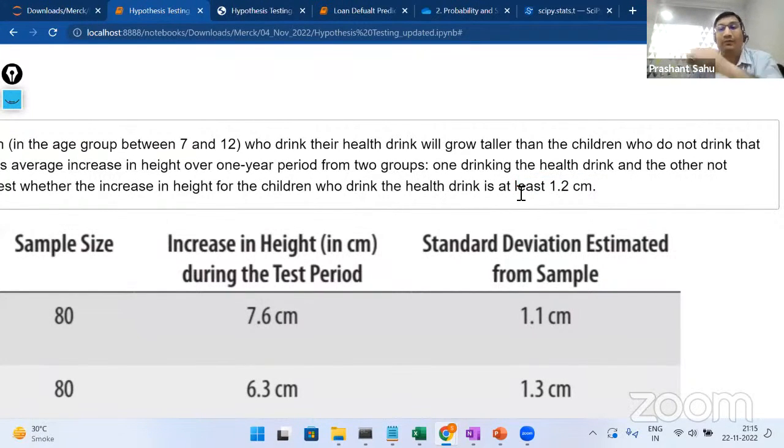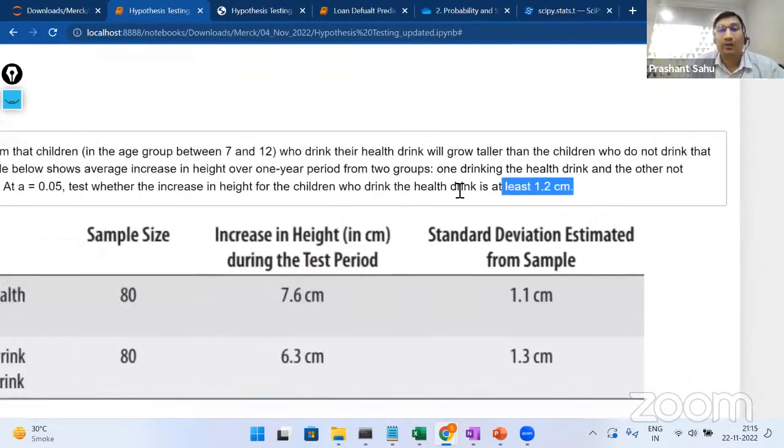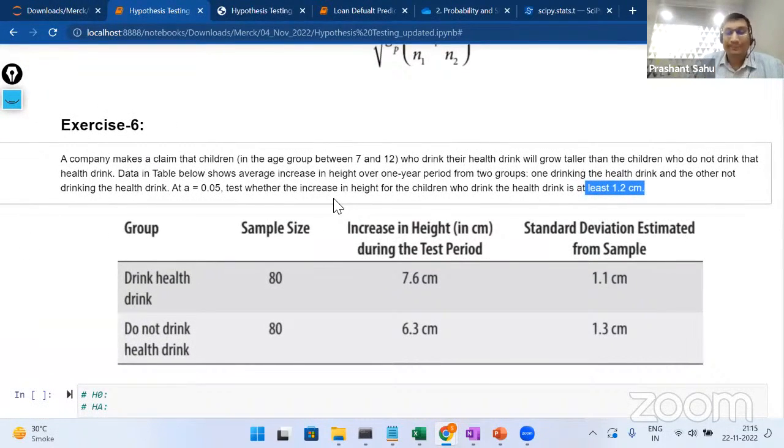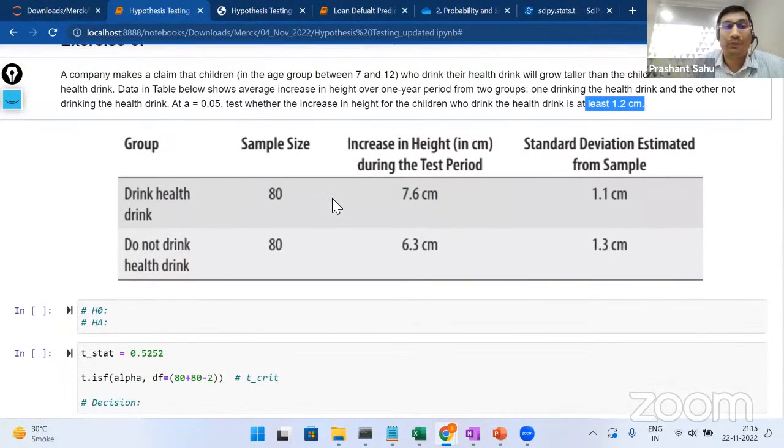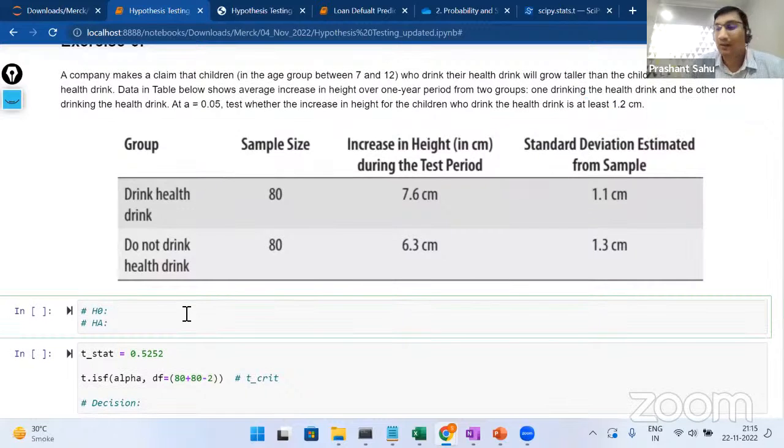So this time I have given a number. I'm not saying simply more. It has to be more than some number. So this will be your mu, mu1 minus mu2. Now you have the group sizes. Maybe I'll take a pause and you tell me what are the alternate and the null hypothesis in this case. What do you think?